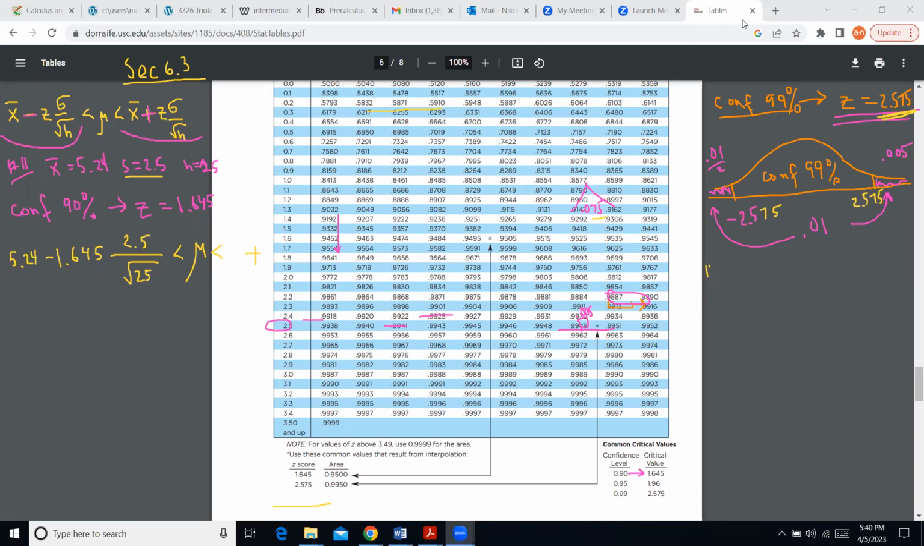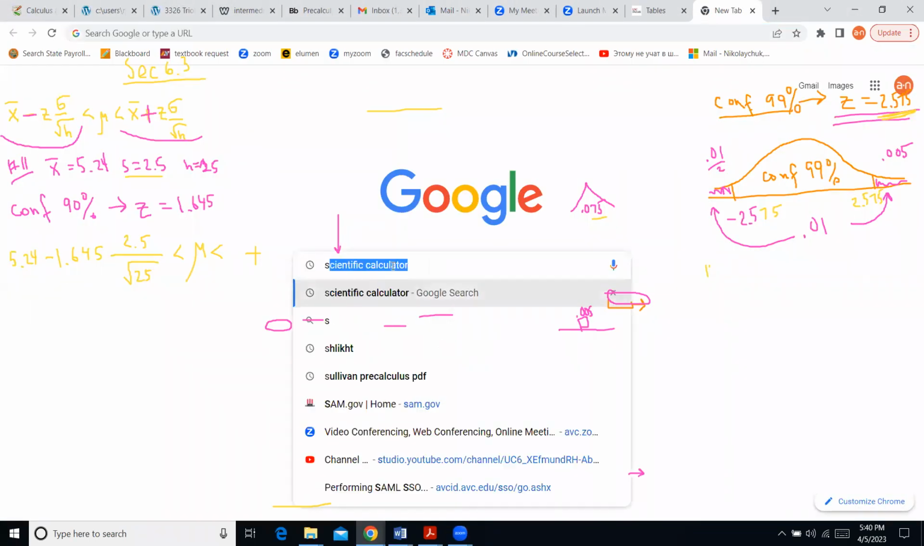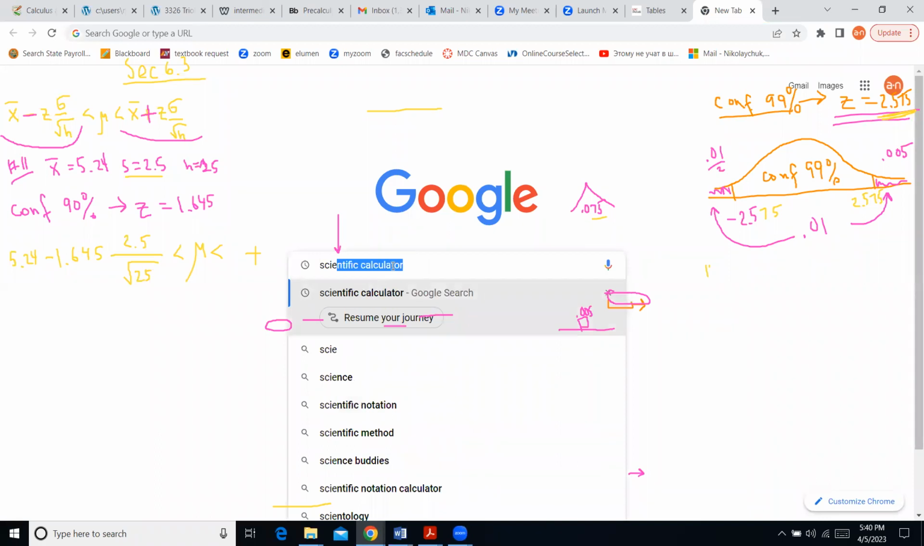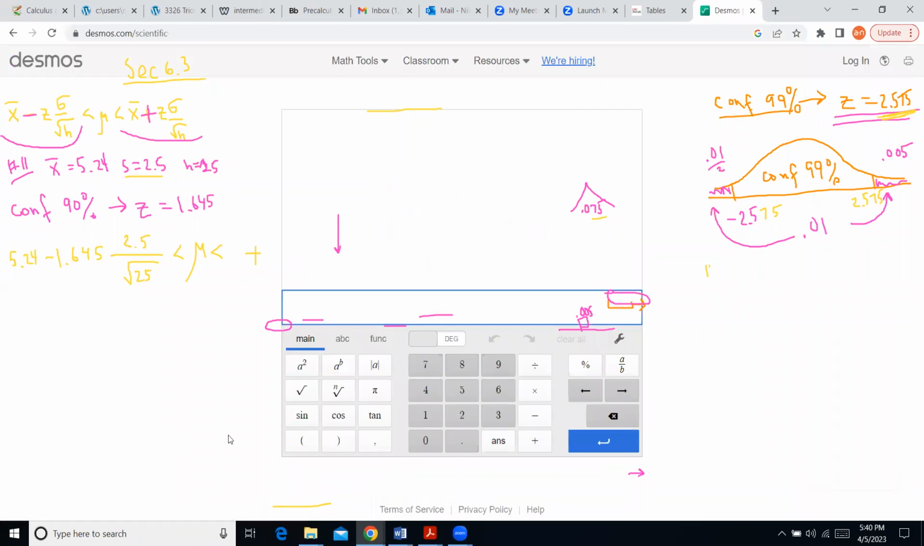So let me use the scientific calculator and put it right in. So I put scientific calculator, and then select decimals, right? The favorite. So let's do it. 5.24 subtract 1.645 times 2.5, which is divided by the square root of 25, which is 5. I can just put this in. So I got some number.